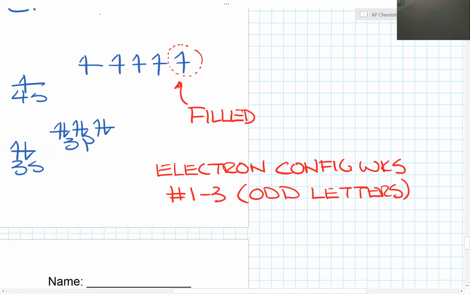Okay. All right. So that is it for electron configuration. So hopefully you go through this and things make sense. And we will go over any problems you might have a little later on in our video conference.